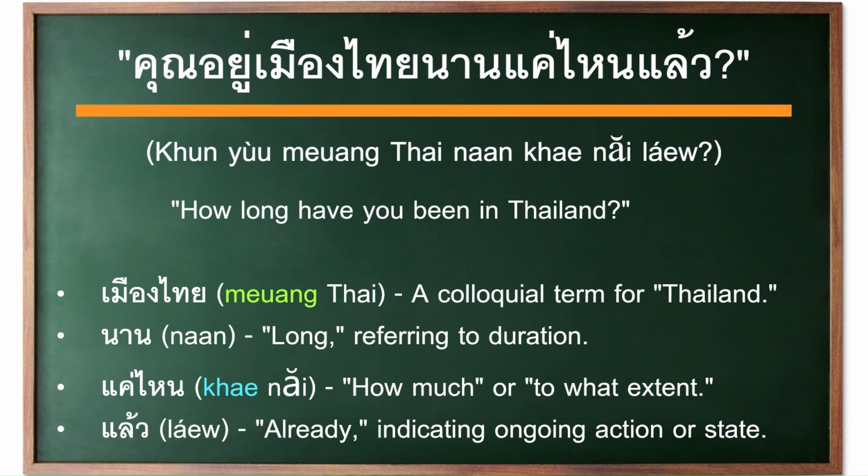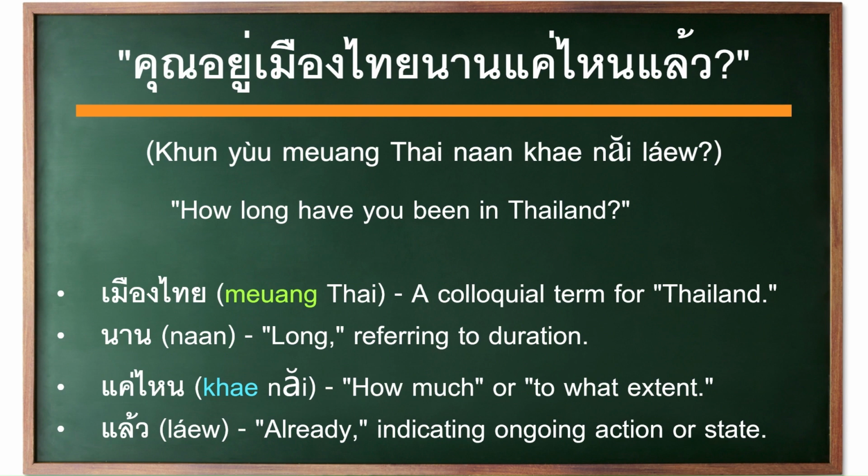Now, let's look at a more casual way to ask about someone's time in Thailand. คุณอยู่เมืองไทยนานแค่ไหนแล้ว. How long have you been in Thailand? I'll now explain the role of each word here. เมือง means city or municipality and can refer to any urban area. However, in this context, combined with ไทย it refers to the country of Thailand. The term เมืองไทย is a colloquial and somewhat informal way of referring to Thailand, often used in spoken Thai.